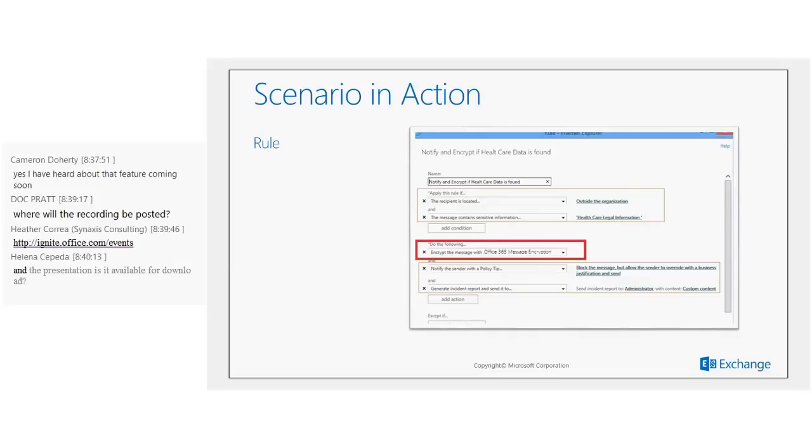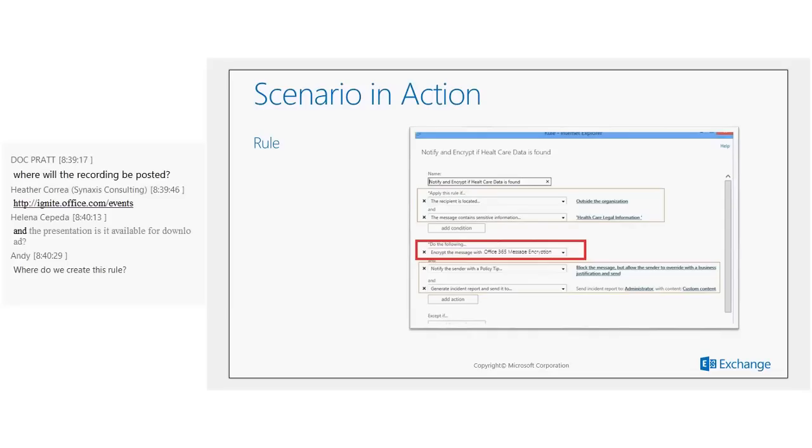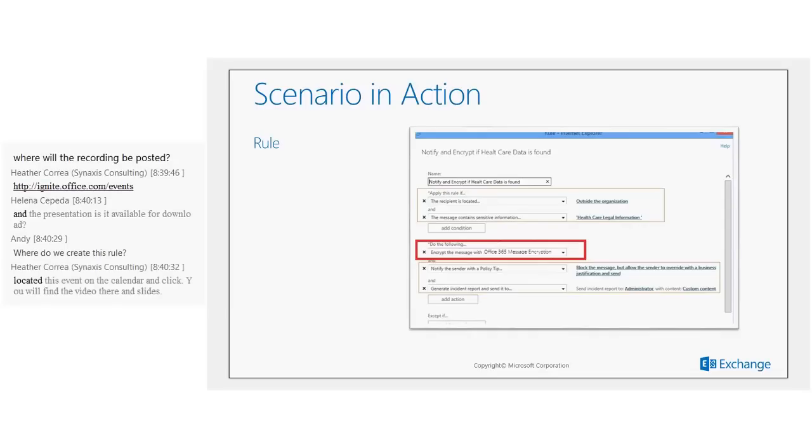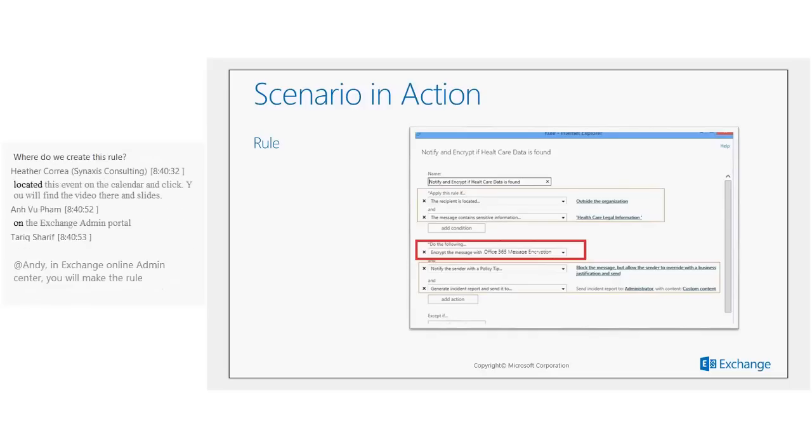But an even more important action here is that even if that email does get sent out, I'm taking that one step further by encrypting that message with Office 365 message encryption. And you can see how simple it is within the action pane, because it's a single action: encrypting the message with Office 365 message encryption. Previously, that would have required a lot more work to set up that rule.